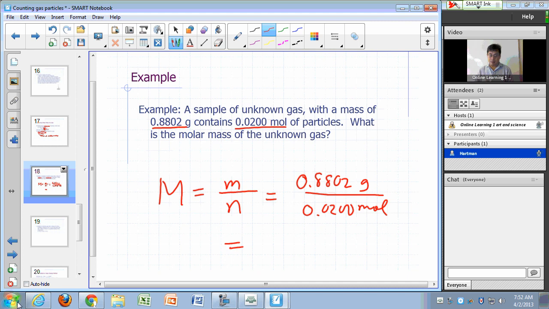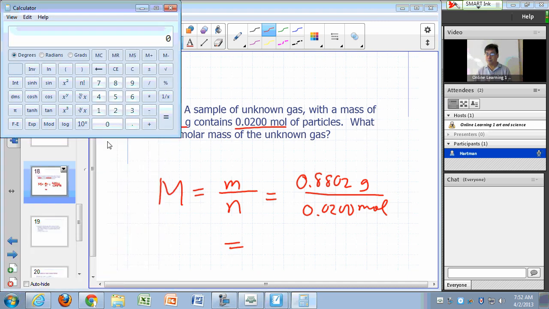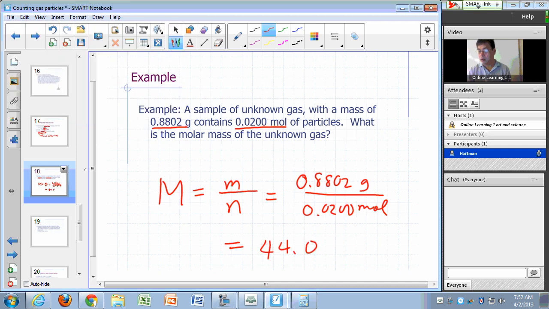So let's calculate that. 0.8802 divided by 0.02, that gives you 44.01. So 44.01 grams per mole. This has 3 sig figs down here, 4 sig figs up here, so I'm only going to keep 3 sig figs here. I'm going to drop that one right there. So the molar mass of this gas would be 44.0 grams per mole. Okay?